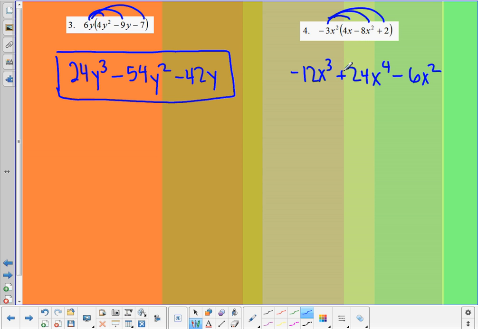Now, I don't have any like terms to combine, but this thing isn't in standard form. So I've got to switch my terms here so that my largest exponent, or largest power, is first. So 24x to the fourth goes in front, then negative 12x to the third, then negative 6x squared.